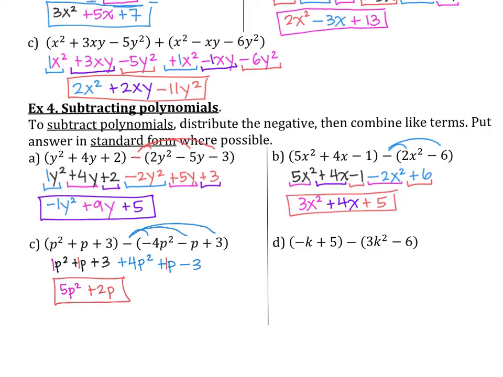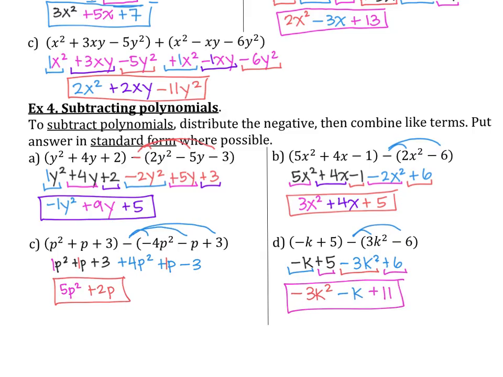Okay, last one, D. I'm subtracting. So the first one stays the same. The second one, I'm going to distribute the negative, so this is negative 3k squared, minus minus 6 makes it positive 6. Okay, the highest exponent would be the k squared. So this is negative 3k squared. Are there any k's? There's this minus k. What's left? Positive 5 plus 6 is positive 11. Done.